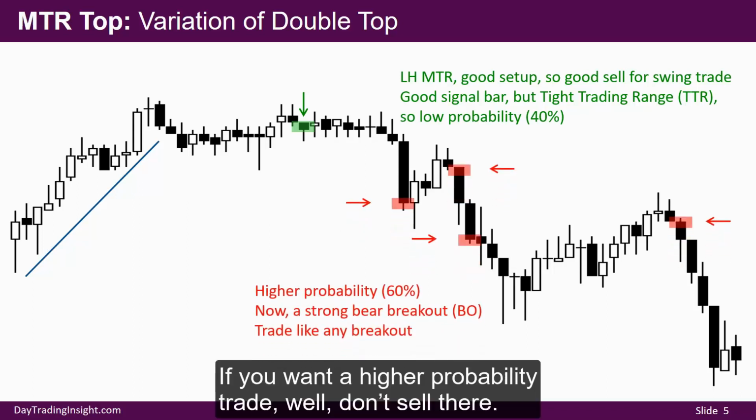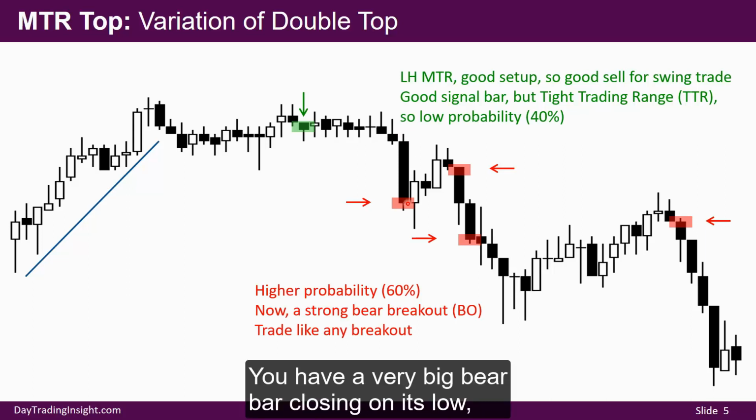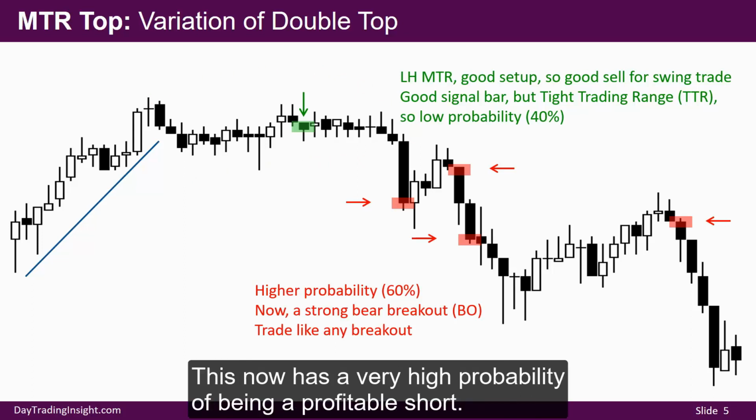If you want a higher probability trade, well, don't sell there. That's 40%. Wait for this. You have a very big bear bar closing on its low, closing below the lows of the past 20 or 30 bars. This now has a very high probability of being a profitable short.